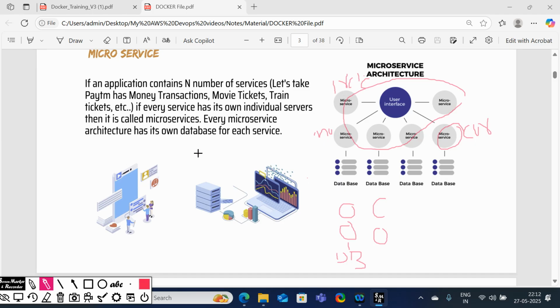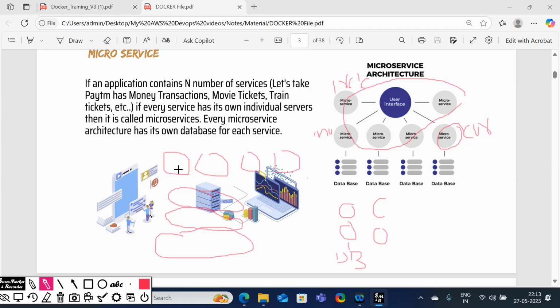So here the Docker container comes into the picture. What you will do is take the bare metal server. On top of the bare metal server, you install the operating system. On top of the operating system, you install the Docker engine. On top of the Docker engine, you create multiple containers, and you run each service as a separate server. Here you are not going to create VMs. Here you are going to create containers. With the help of the containers, you run your services on top of the container.